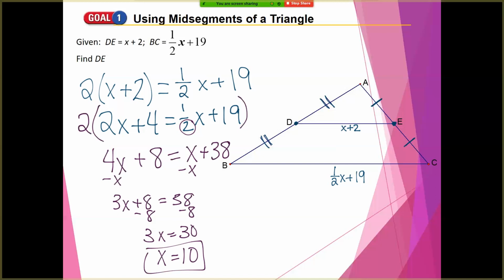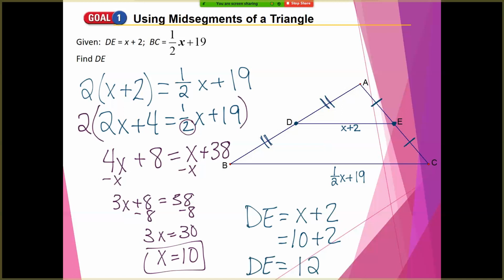Does that answer the question we were being asked? No. So we were being asked to find DE. Do we have enough information to find DE now? Yeah. So we know that DE is equal to x plus 2, but we know that x is 10. And 10 plus 2 is 12. So actually our final answer to this problem isn't that x equals 10, it's that DE equals 12.